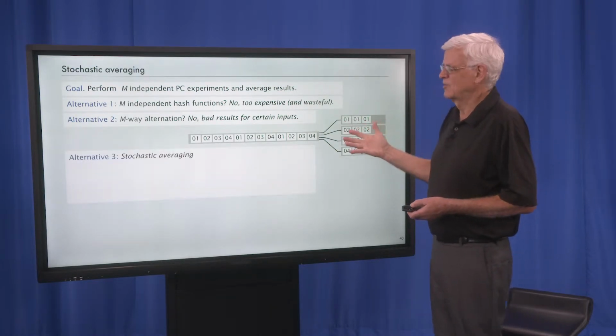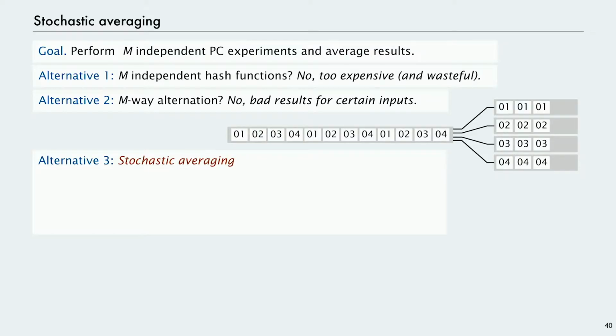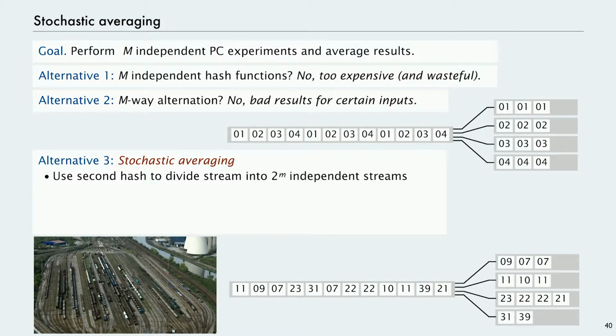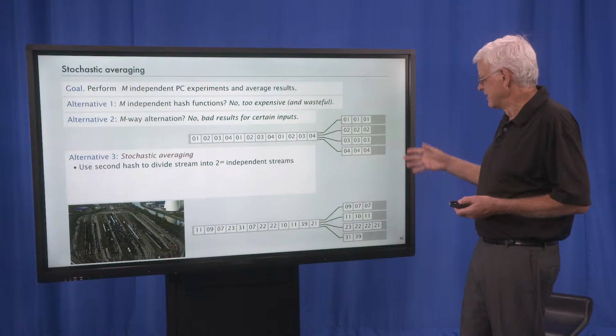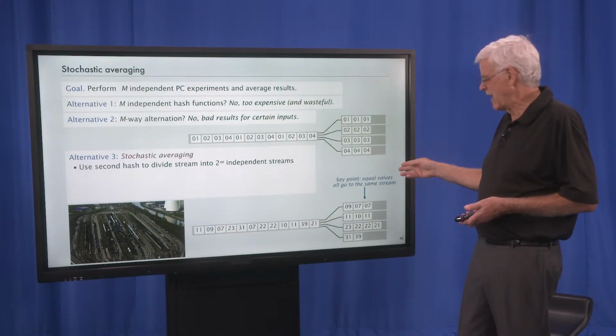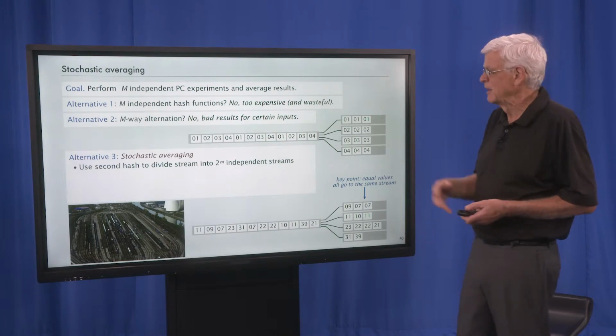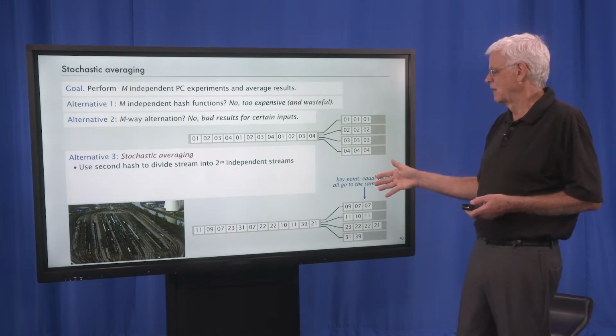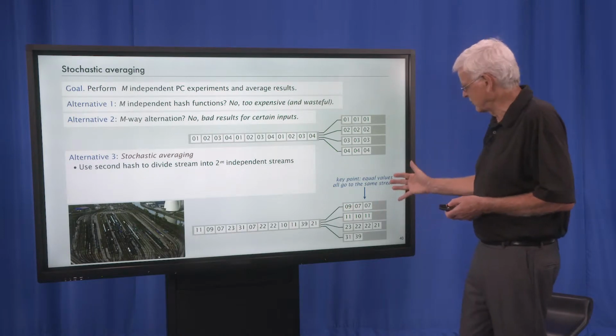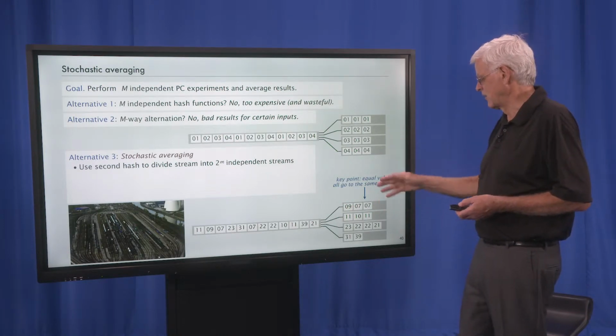So what Flajolet and Martin said, use this idea called stochastic averaging. We're going to use a second hash function to divide the stream into 2 to the little m, or big M, independent streams. It's kind of like a railway switching yard where the hash value determines what stream you go into. The key thing is that equal values all go into the same stream. So it's a proper way to divide up the stream into substreams for the purpose of cardinality counting.